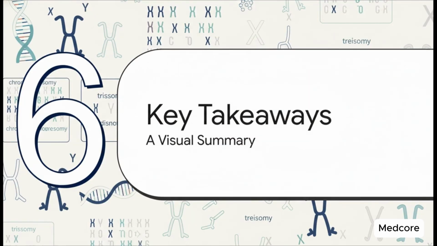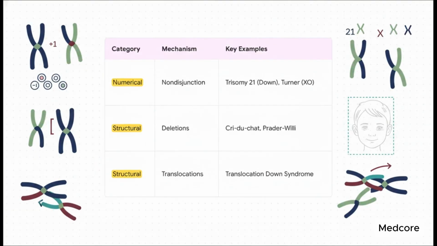Okay, that was a lot of information. We've gone through numerical errors, structural errors, and all the syndromes that go with them. So let's wrap it up and pull together the most important takeaways. So when you're studying, just think of it this way. Chromosomal abnormalities fall into two big buckets. Bucket number 1 is numerical errors.